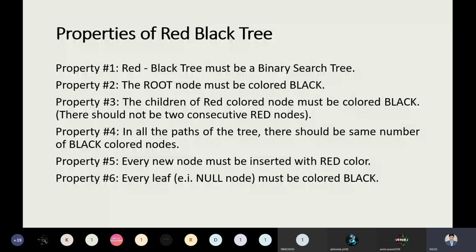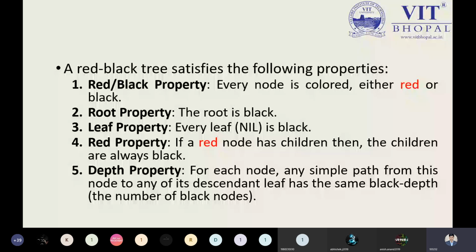So red black properties: you can say that every node is colored either red or black. This part of the properties we have already discussed. Now the root property: root must be black. Okay, this part also we have discussed. Leaf property: it means the leaf, that is nil, is black. So we have already seen this part.